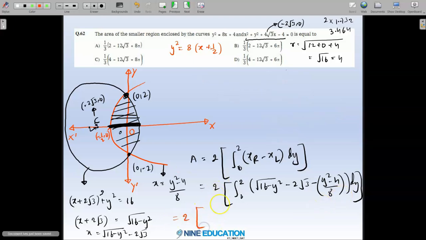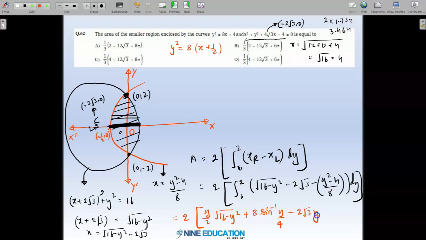This is 2 times root over 16 minus y square. The integration is basically y by 2 root over 16 minus y square, and then we have plus a square by 2. A square is 16, so a square by 2 will be 8, sine inverse y by a, which is 4 here, and then minus 2 root 3 times y, and then minus we have y cube by 3 into 8, that is 24, and then minus minus it will become plus y by 2. So this much big expression we have, where we have to substitute from 0 to 2.